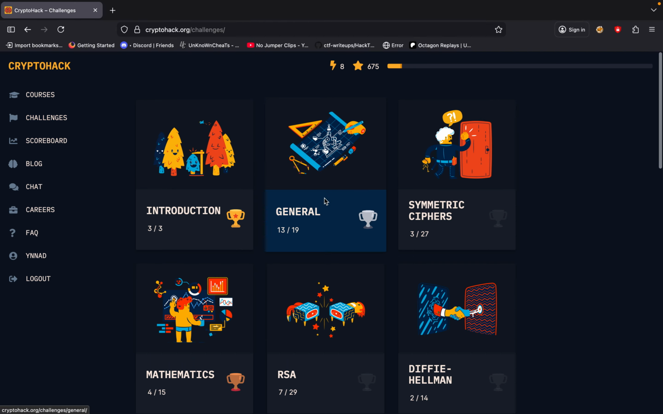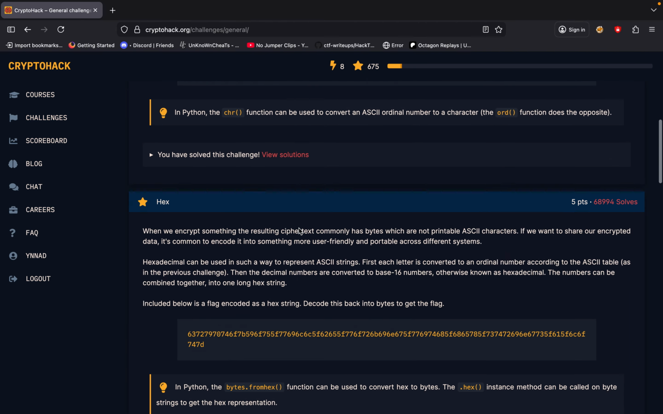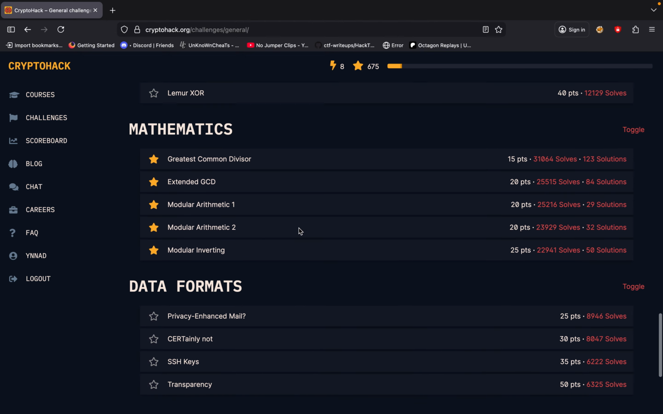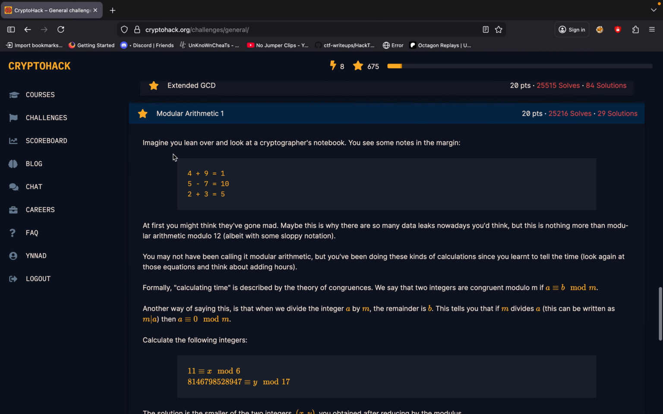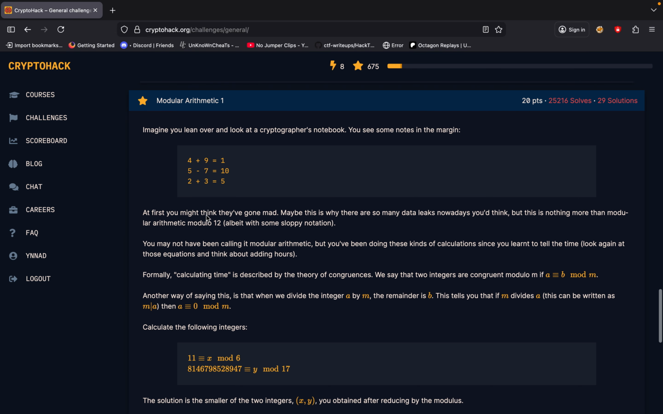What we're doing today is going to be part of the general course, and it's Modular Arithmetic 1. It says, imagine you lean over and look at your cryptographer's notebook. You see some notes in the margin: 4 plus 9 equals 1, 5 minus 7 equals 10, and 2 plus 3 equals 5. At first, you may think they've gone mad.